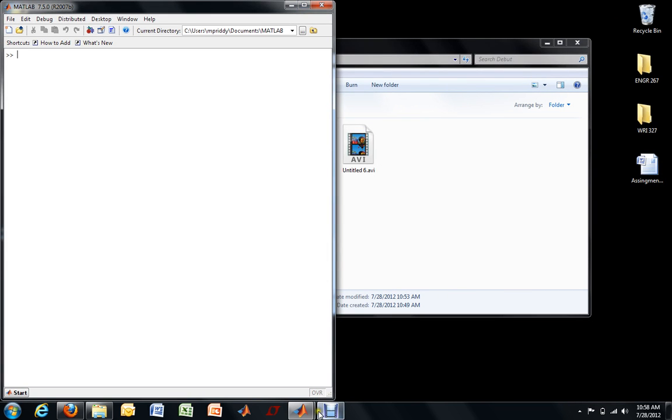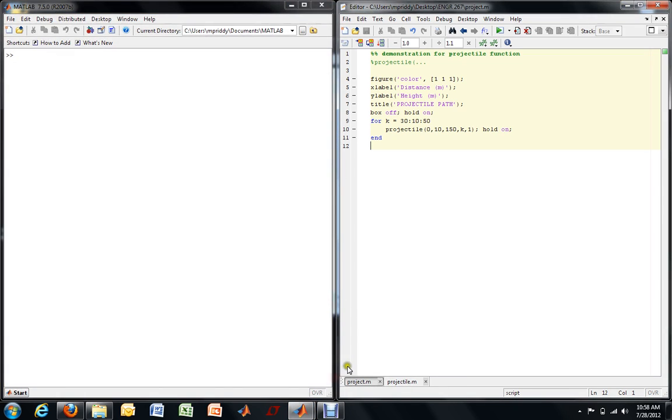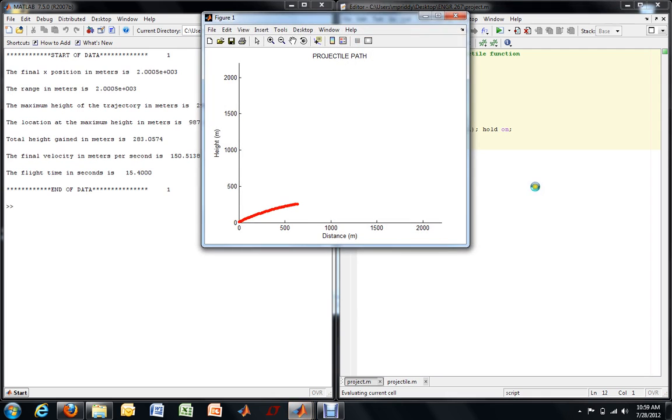Let's use a for loop to plot 3 trajectories on one figure. Specifically, we'll plot a 30-degree, 40-degree, 50-degree launch angle. 150 meters per second, going pretty good. Let's just say 10 meters off the ground. I don't know, standing off some kind of launch platform of sorts. In any case, let's evaluate this script.